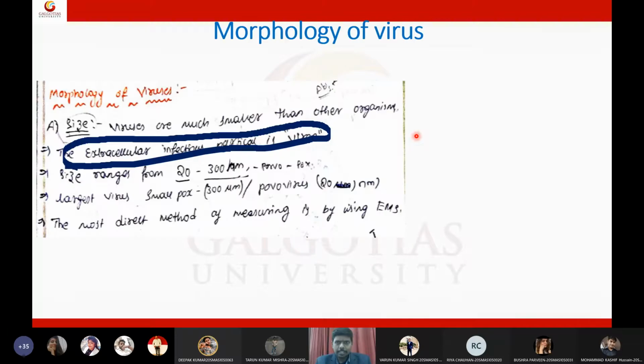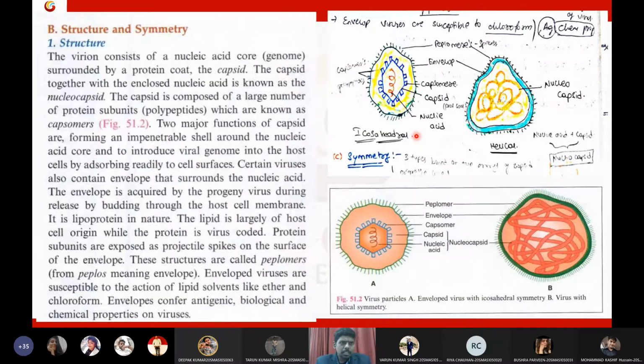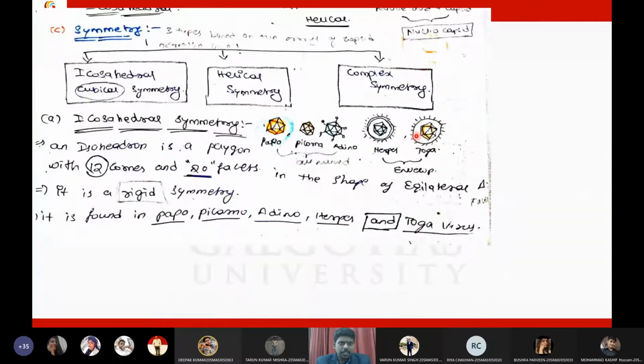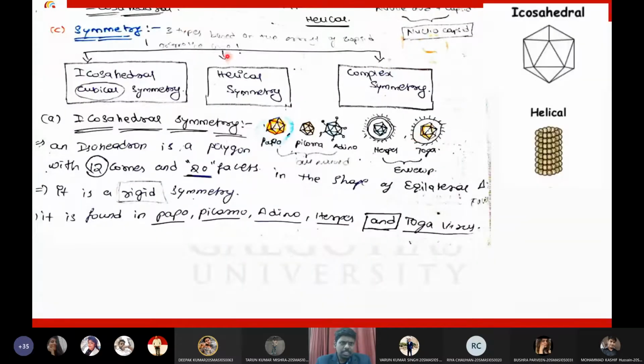Then we have helical symmetry and complex symmetry. Then coming to the size, you already know viruses range from 20 to 300 nanometers. Then structure, symmetry, everything. So symmetry, we have icosahedral, helical, and complex symmetry. Now you need to write the examples of each symmetry, students. Actually, I thought of giving you a small homework: what viruses are icosahedral, what viruses are helical symmetry, and what viruses are complex symmetry.